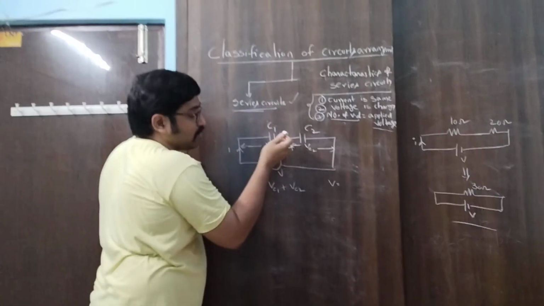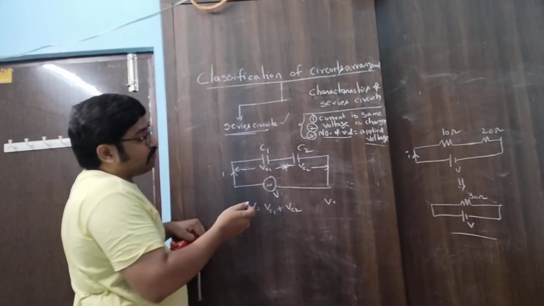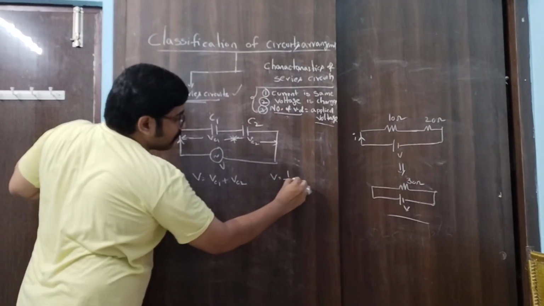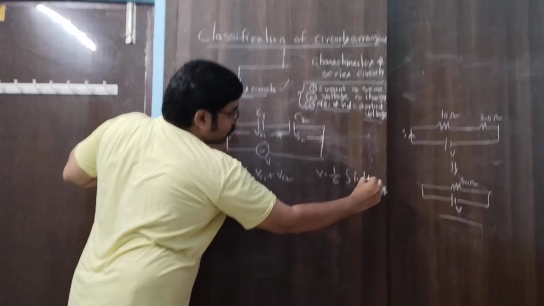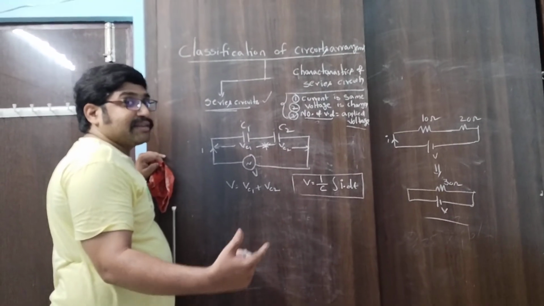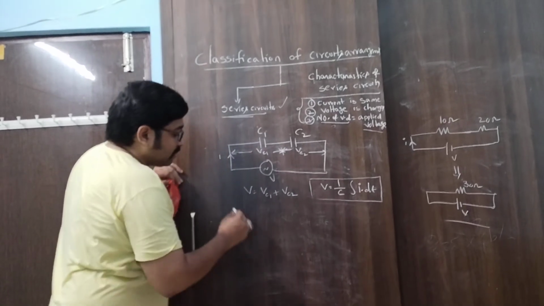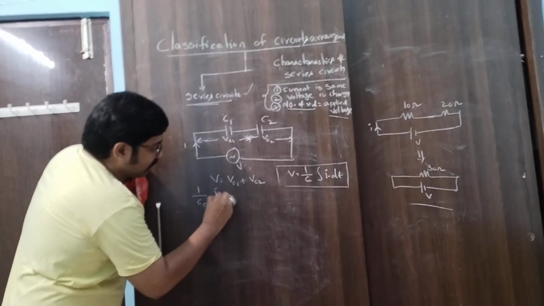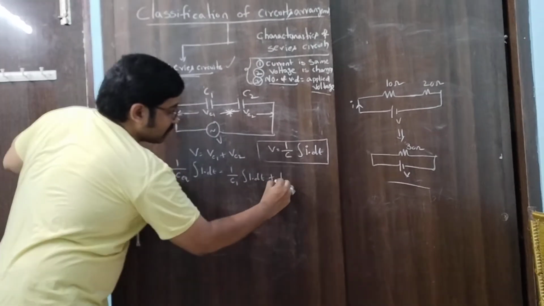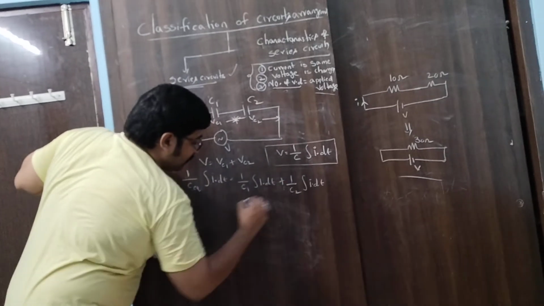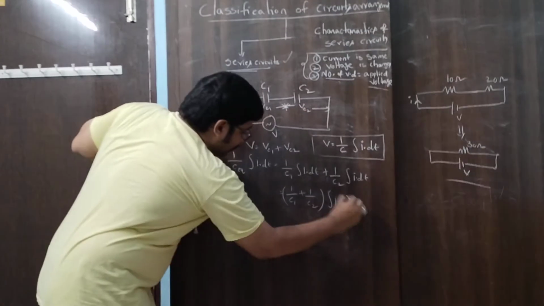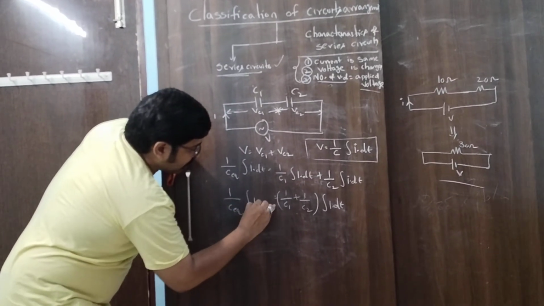What is V? The voltage across the capacitance. How do we find the voltage drop across the capacitance? It is 1 by C integral of i dt. This is the formula. So we can write 1 by C equivalent integral of i dt is equal to 1 by C1 integral of i dt plus 1 by C2 integral of i dt. So you can take out 1 by C1 plus 1 by C2 integral of i dt. So this is 1 by C equivalent integral of i dt.